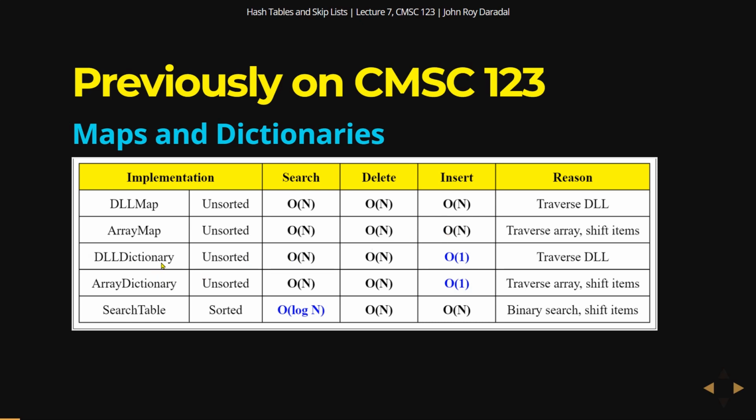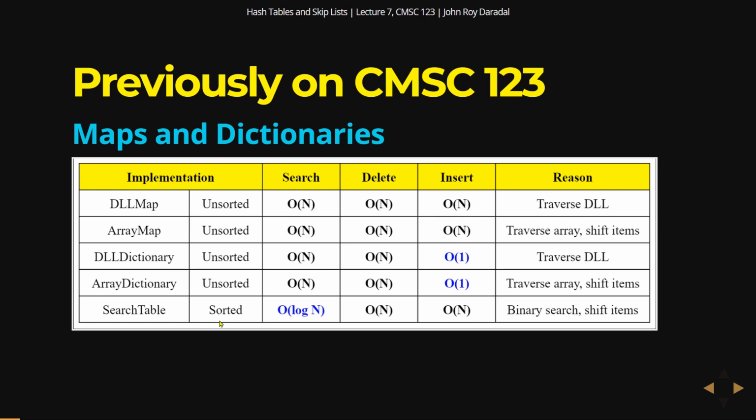For dictionary that is unsorted, however, the one improvement is that insert will now run in O of 1, because we could just insert the entry at the end without having to worry if there are duplicate keys or not, right? Because it's allowed in dictionary. So we'll notice here that the insert already runs in constant time. However, search and delete still run in O of n, because we'll have to traverse the DLL or traverse the array. And additionally, for array dictionary, when we delete, we need to shift the items back, right? So to avoid having holes.